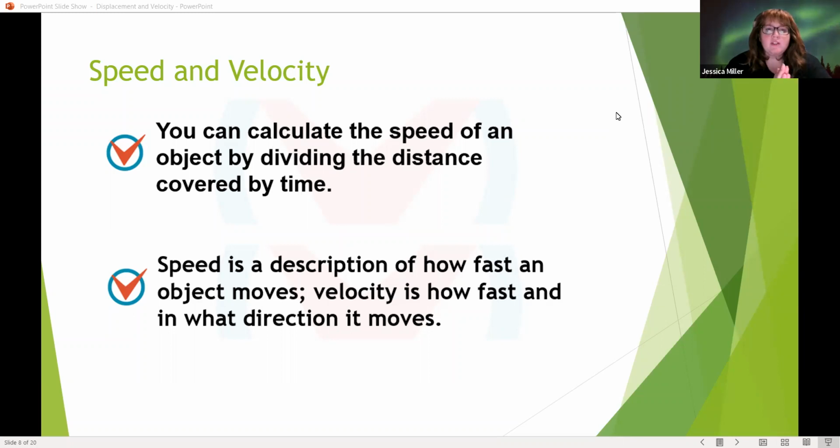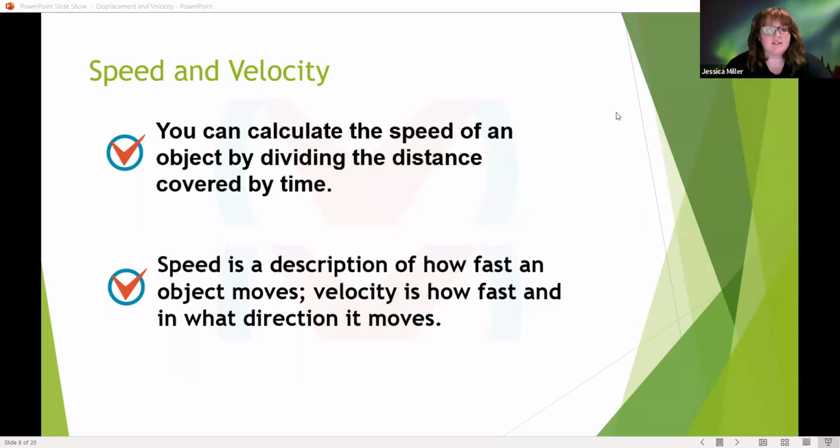So, one thing to note is that they are different, but they both describe how fast an object travels. You can calculate speed by using distance divided by time. However, to fully describe velocity, we need to know not just how fast, but also what direction it moves. Remember when we talked about distance and displacement, and we said that displacement was a vector.